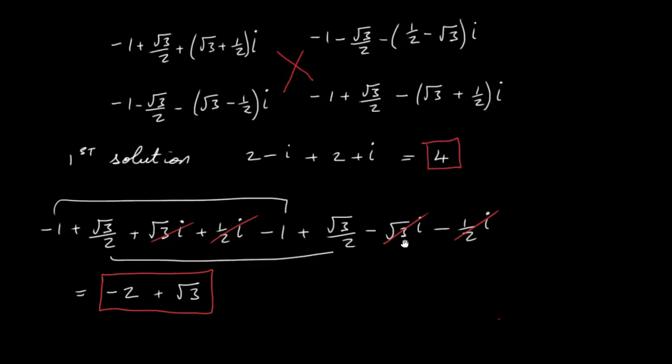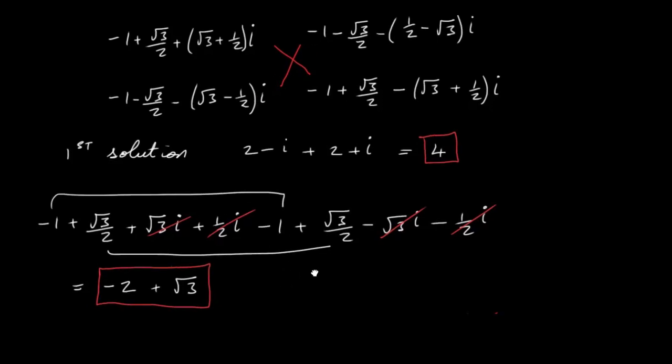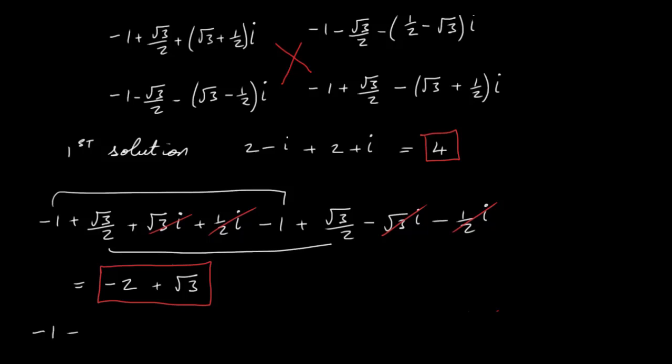Okay, so let's find the third root then. So we're going to do these two now here. So let's work through those ones. So we have minus 1 minus root 3 over 2 minus root 3 i plus a half i, minus 1 minus root 3 over 2 minus a half i plus root 3 i.